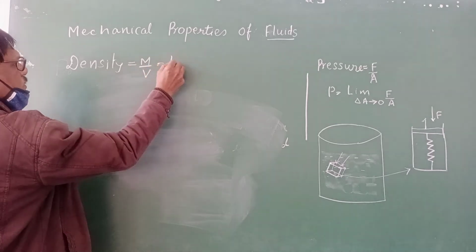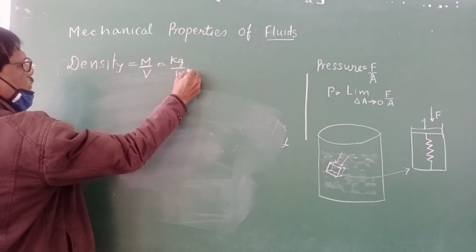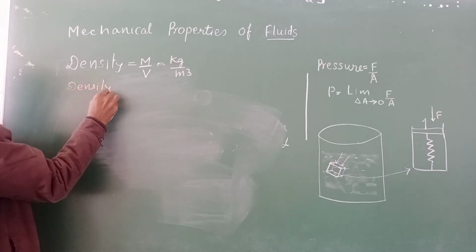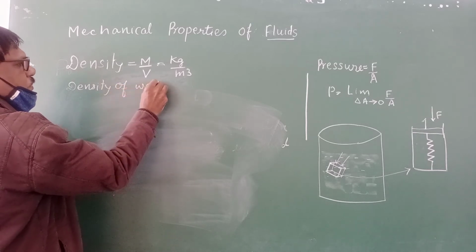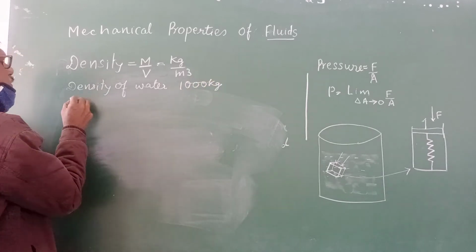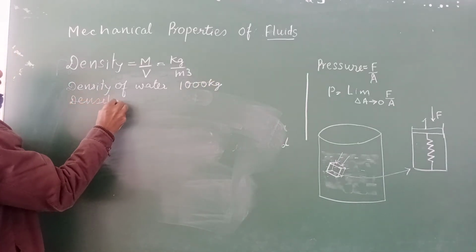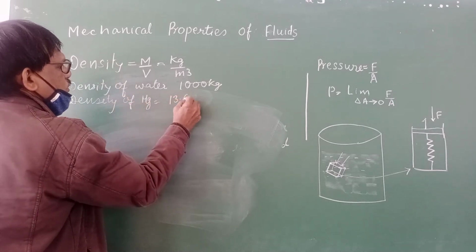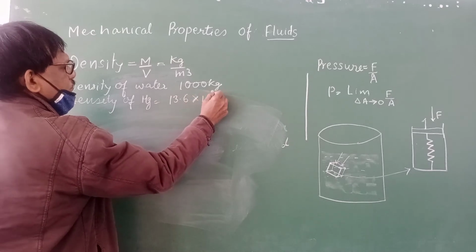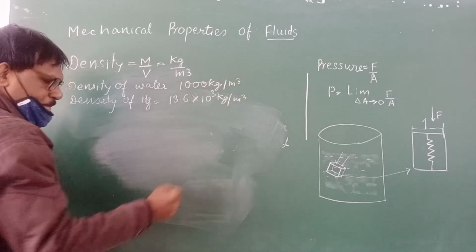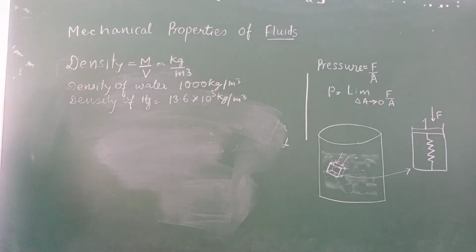So what is the unit of mass? Kg per meter cube. And density of water, see children, density of water is 1000 kg per meter cube, and density of mercury is near about 13.6 into 10 to the power 3 kg per meter cube. Here also per meter cube. So important, the density of water at 4 degrees Celsius. Generally we take the density at 4 degrees Celsius.